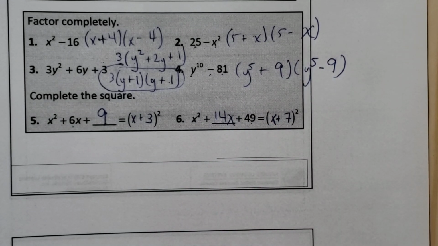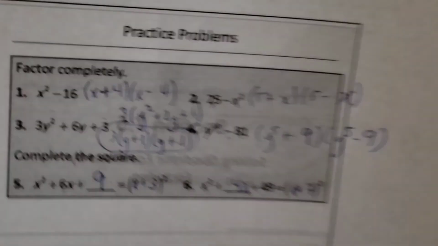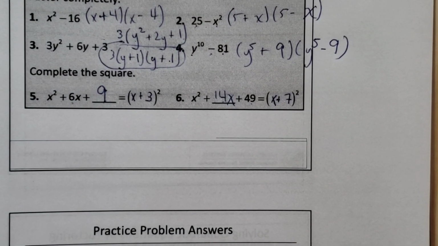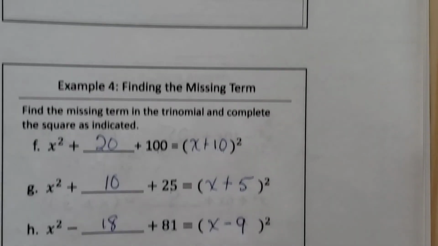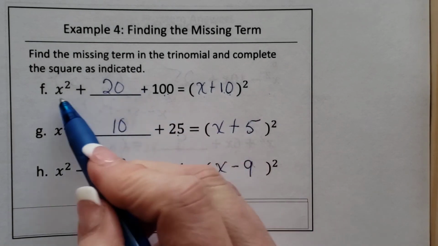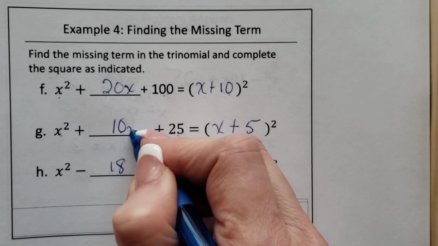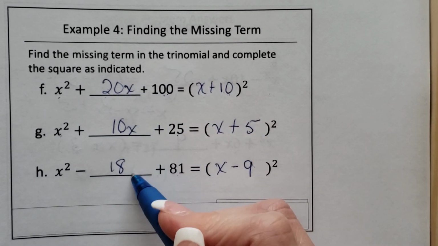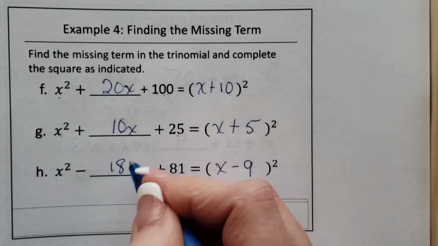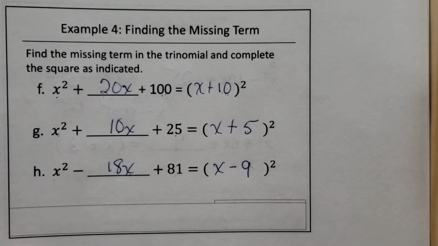Uh-oh, did I forget my x's on the other ones? I sure did, you guys. Look, when I found the middle term on F, G, and H, it's not just 20, it should be 20x. Not just 10, it should be 10x. Because that middle term always has a variable. It shouldn't be 18, it should be 18x. So please go back and check those, okay? And on HOX, if you forget that variable, it's going to tell you your answer is not complete.